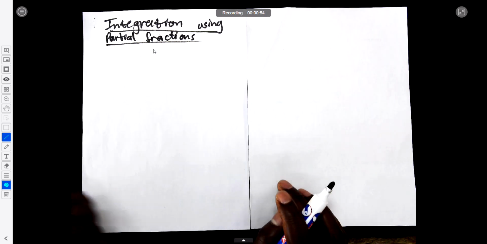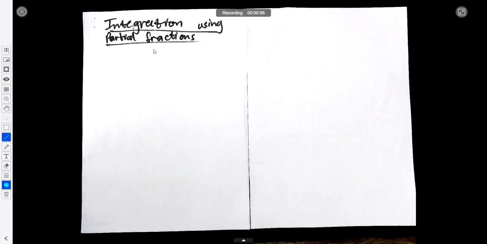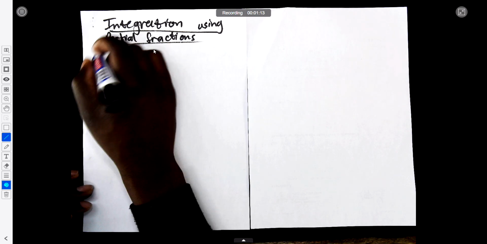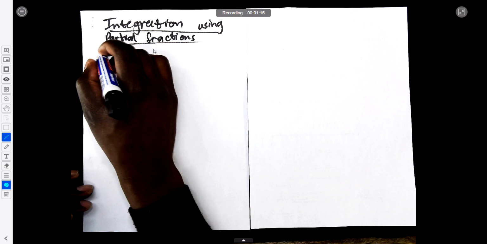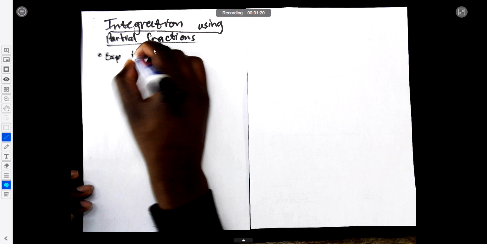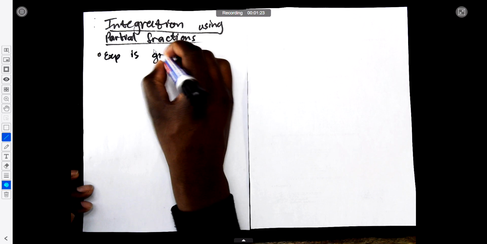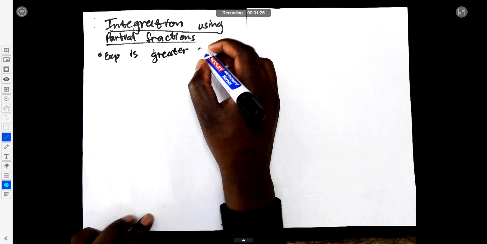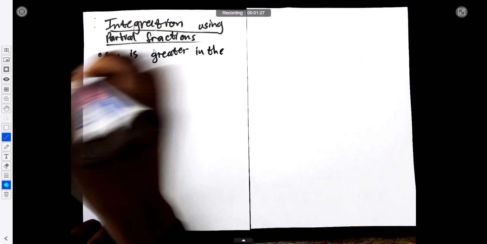So if we want to integrate using partial fractions, we need to note that the degree of the exponent must be greater in the denominator. I can say it must be lesser, a smaller degree of exponent in the numerator. So in applying partial fractions, the degree of the exponent is greater in the denominator.